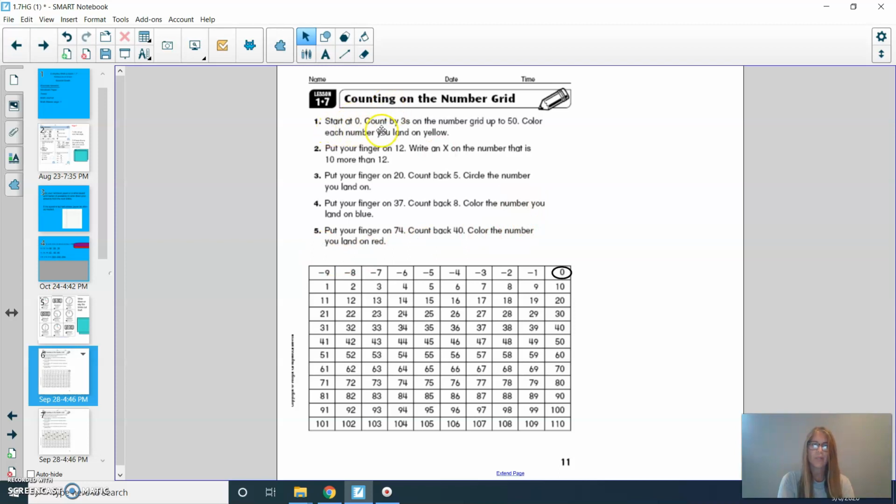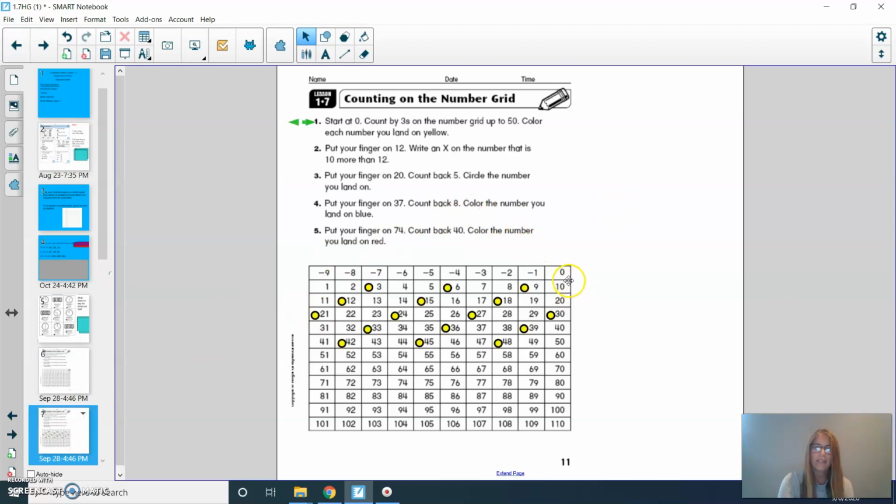All right, boys and girls, so we're going to start at 0, and we're going to count by 3s on the number grid up to the number 50. And I want you to color each number you land on yellow. So can you press pause and do that and then play when you're ready to see the answer?